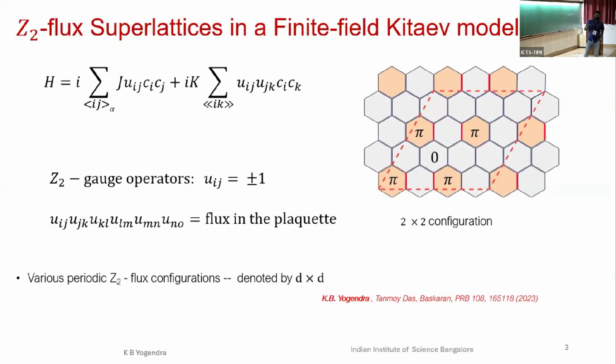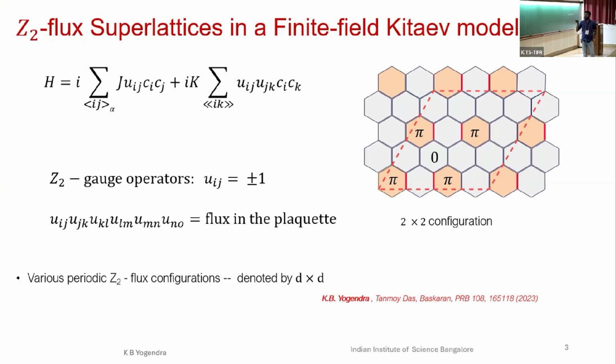The Kitaev model is originally written in spins. But if you take the Majorana representation for the spins, it will simply look like this, where the C operators are the Majorana operators, and the U operators are gauge operators, which are Z2 operators taking values +1 and -1, living on the bonds between sites i and j. If you take the product of the six U operators in a plaquette, it measures the flux passing through the plaquette. If this product is +1, it gives rise to zero flux, and if it is -1, it gives rise to pi flux.